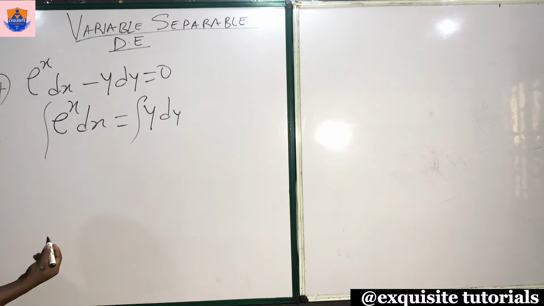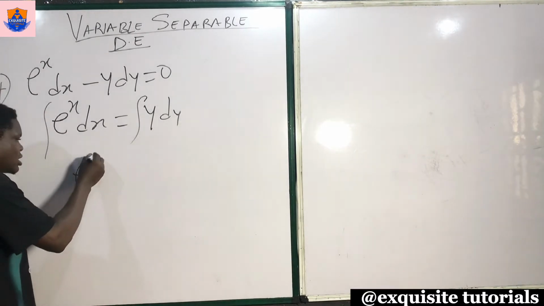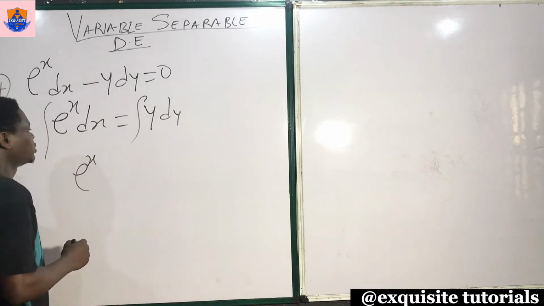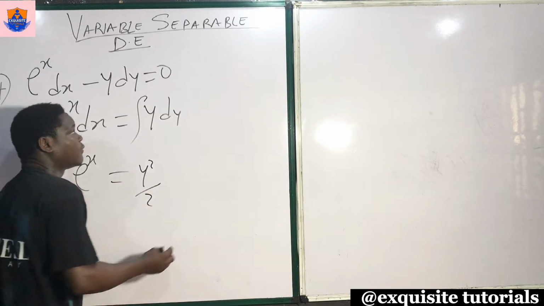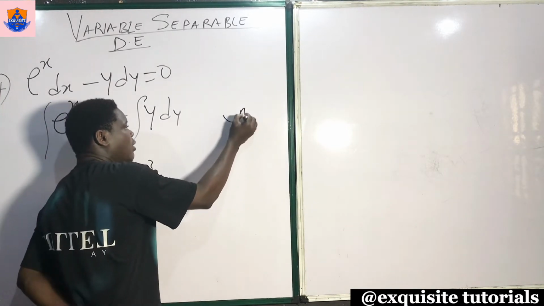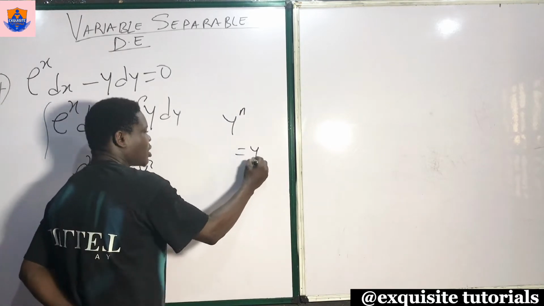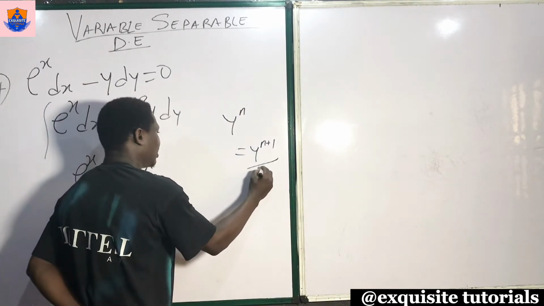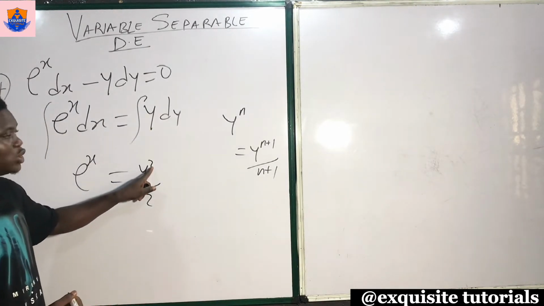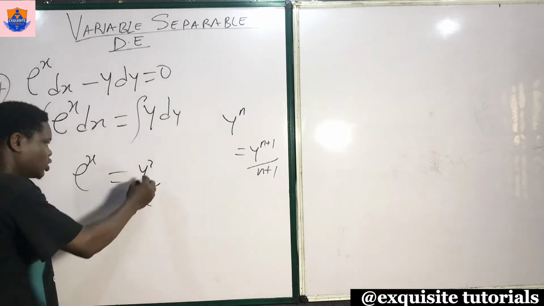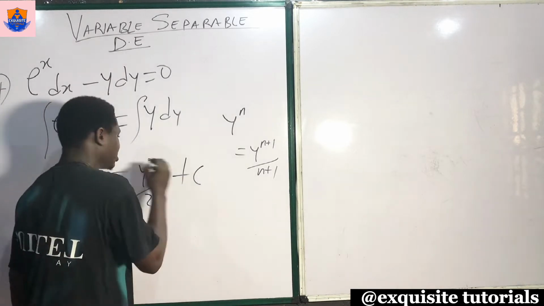Now when I integrate e to the power x, I'll get e to the power x again. Then when I integrate y, I'll get y squared over 2. Don't forget that the integral of y raised to the power n is y raised to the power n plus 1 all over n plus 1. Here n is 1, so we have 1 plus 1, which is 2, all over 1 plus 1, which is 2. Then don't forget your constant c.